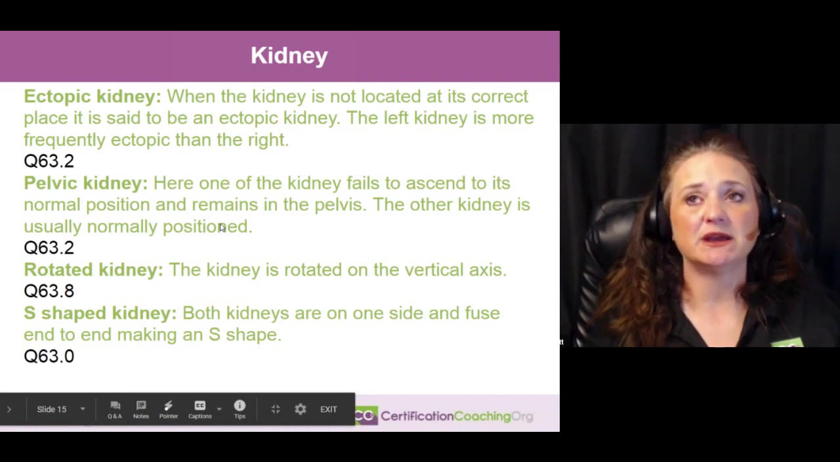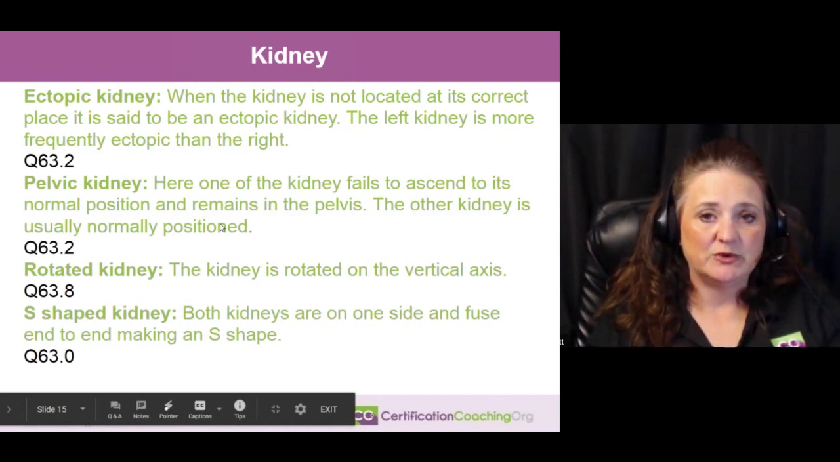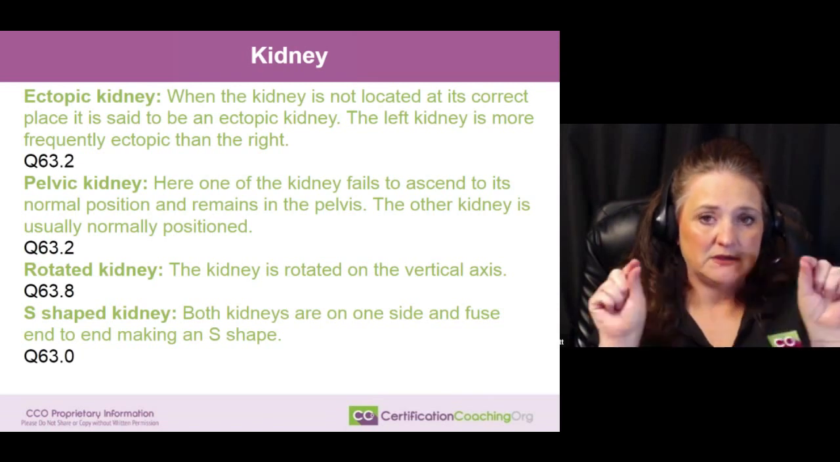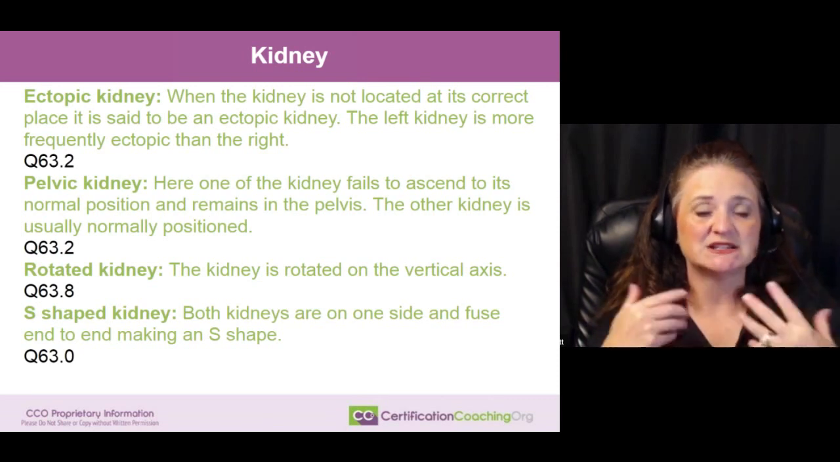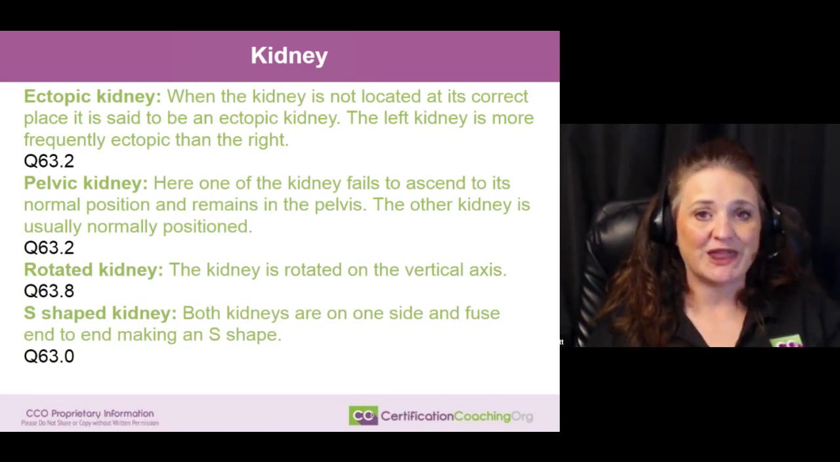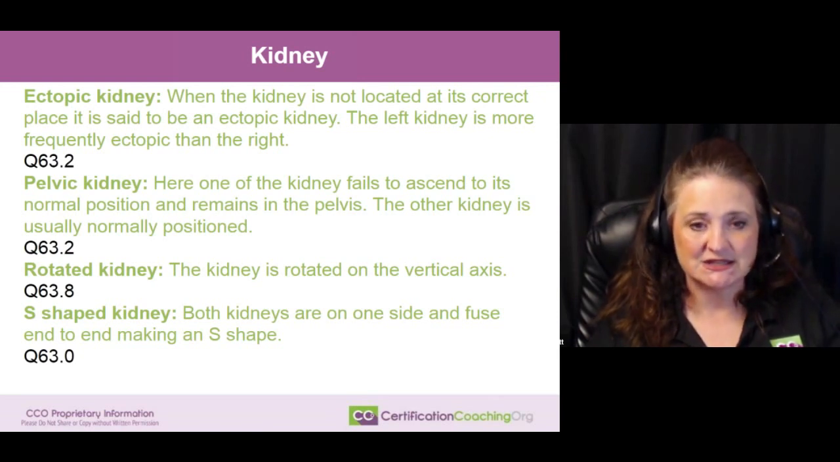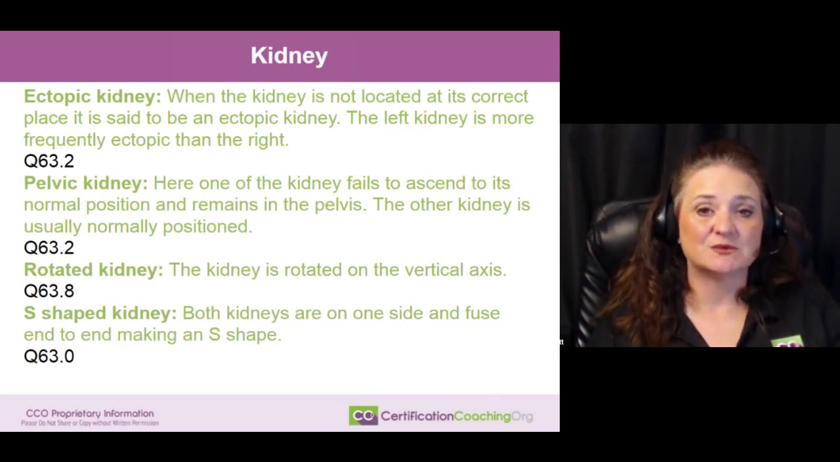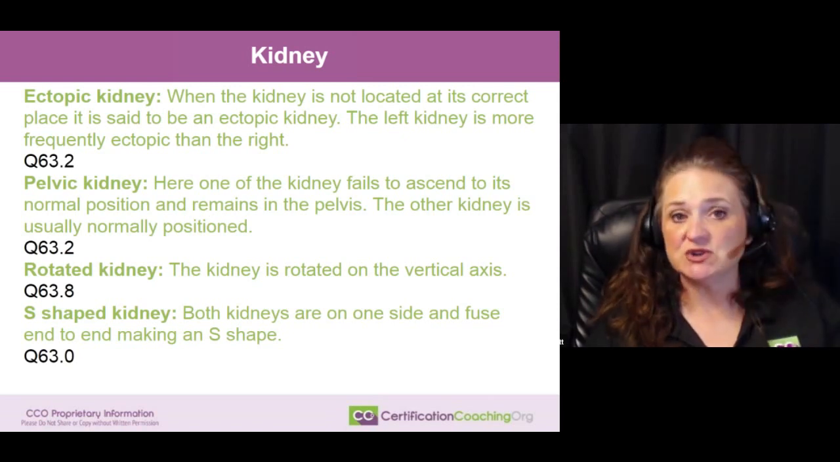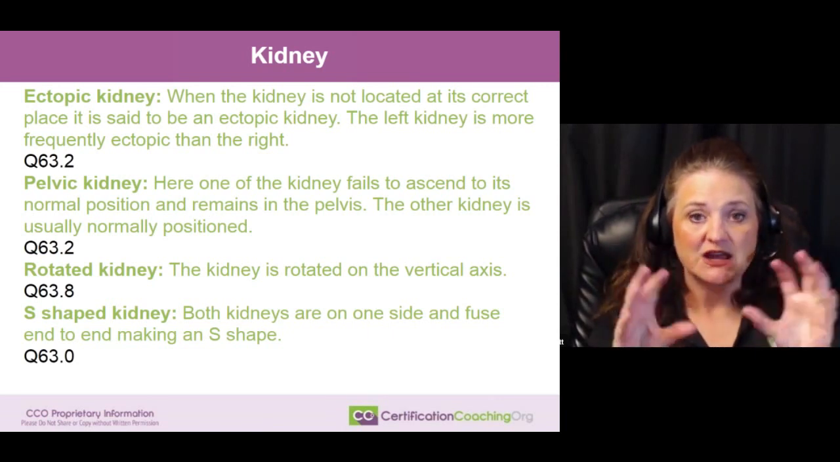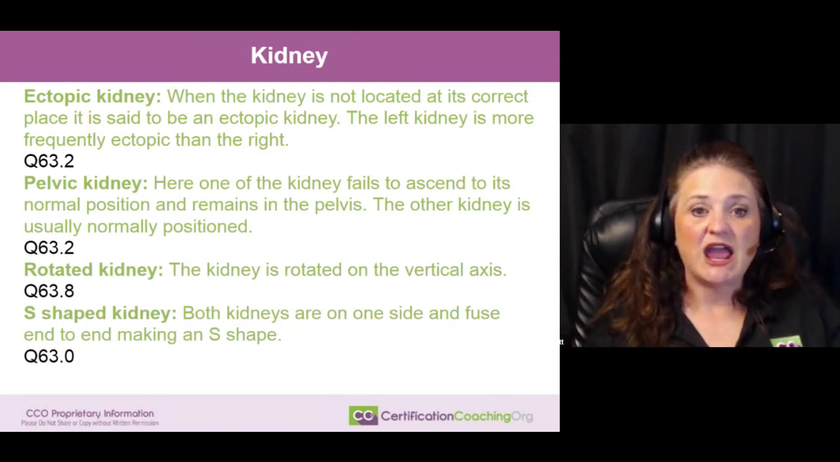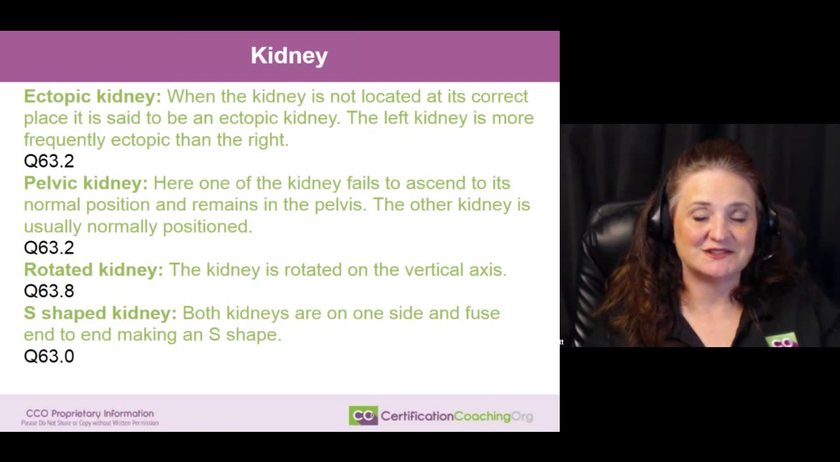Ectopic kidney. I know you've heard of ectopic pregnancy, where we think of the baby implanting in the fallopian tubes. So most people think that's what that means, but ectopic actually means something in the wrong place. So an ectopic kidney means it's not in the right place. Maybe it's too high, too low, maybe it's not where it's meant to be suspended in the body. And an interesting fact is the left kidney is more predisposed to be in the wrong place than the right.